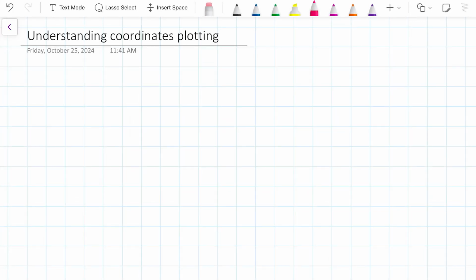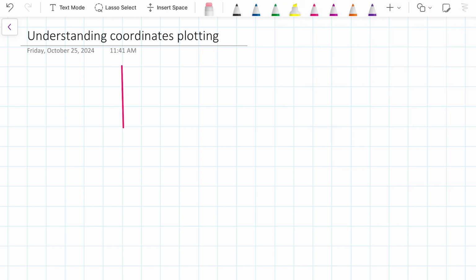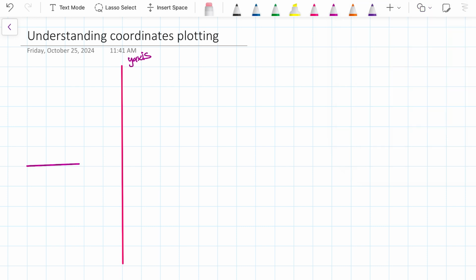So today we are going to discuss how to plot coordinates on the axes and how to read the coordinates from the axes. So first thing that you need to understand is that the vertical axis is called my y-axis. So this is my y-axis. A horizontal axis is called my x-axis.